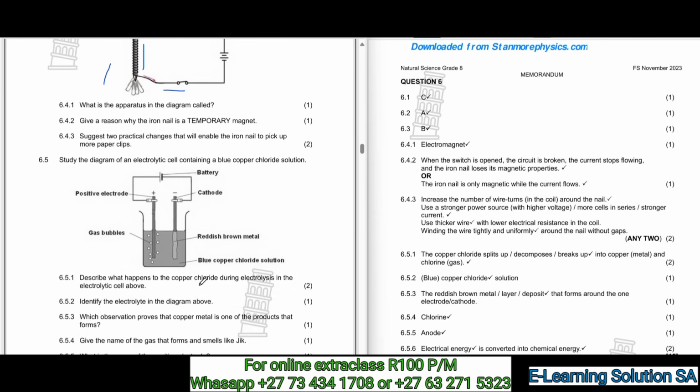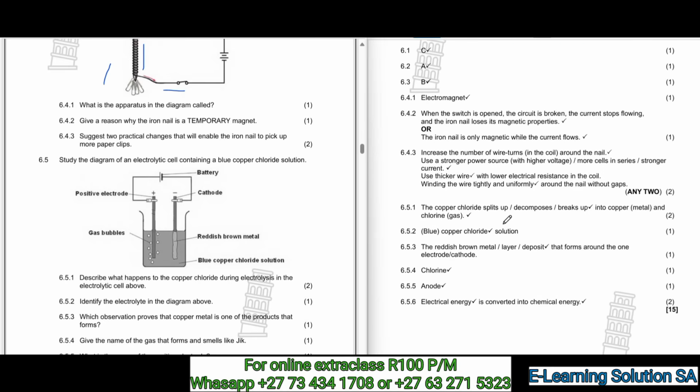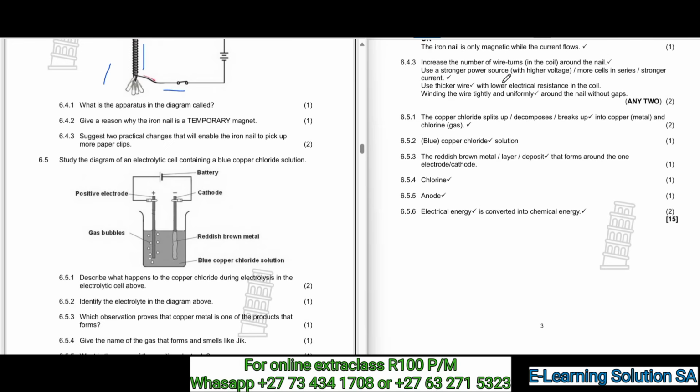So 6.4.3, suggest 2 practical changes that will enable the iron nail to pick up more paper clips. Increase the number of wire turns in the coil around the nail. Use a stronger power source with higher voltage, so you add cells, more cells in series, stronger current. Use thicker wire with lower electrical resistance in the coil, winding the wire tightly and uniformly around the nail without gaps. So any two of those is your correct answer.